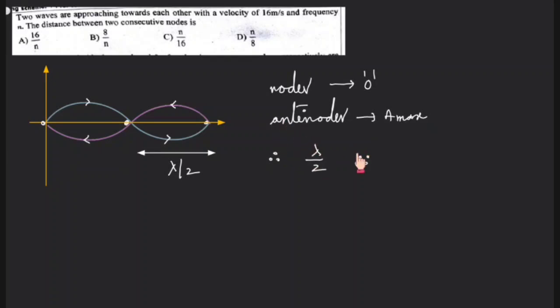Since you know lambda can be written as velocity by f, or you could say velocity is equal to lambda into frequency, so lambda is equal to velocity by frequency. Here the velocity is 16 and the frequency is n. Therefore lambda by 2 will be equal to 8 by n. That is the answer, right? So that is question number 1.